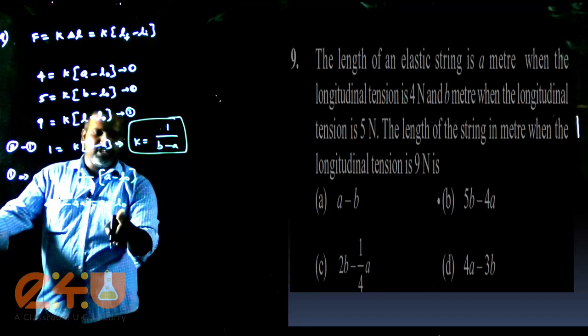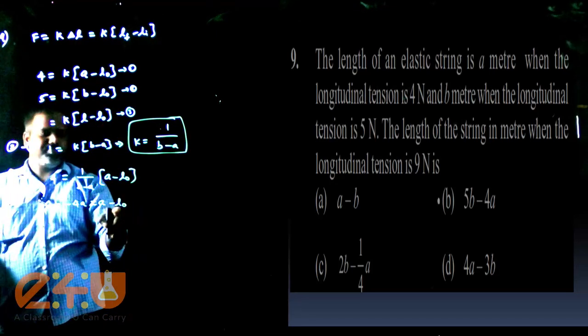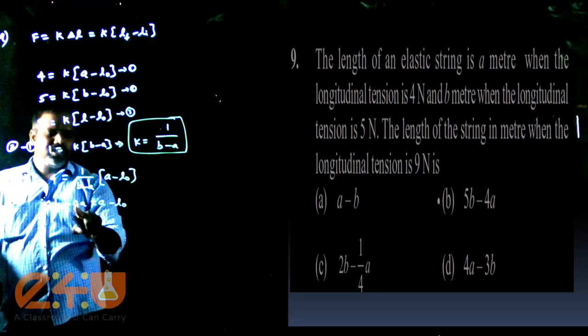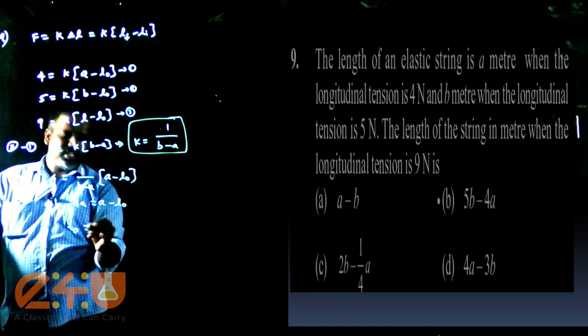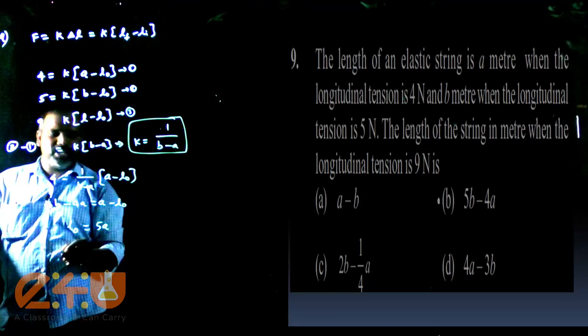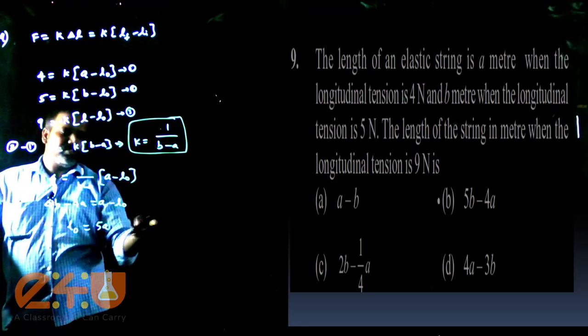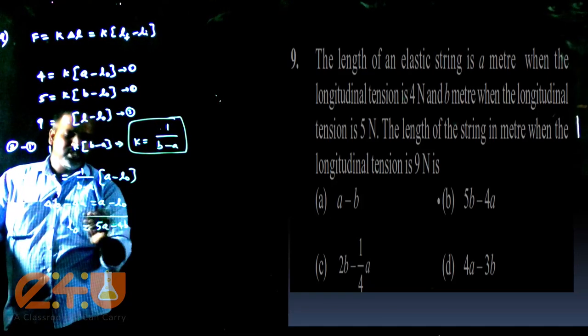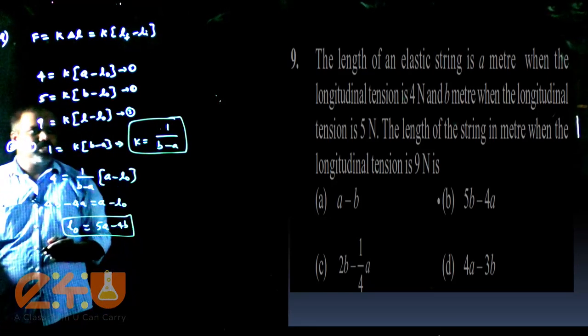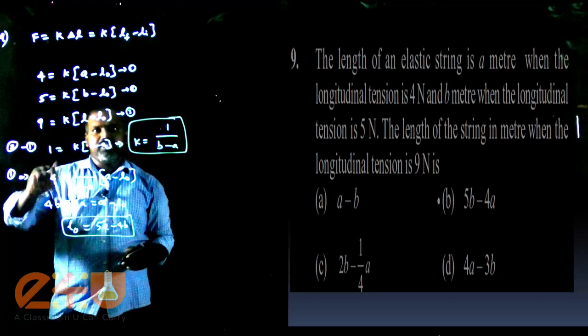From this I want to find L naught. So take this L naught to that side and bring this minus 4A to this side as plus 4A. Therefore I will get L naught is equal to 5A, and this plus 4B goes to that side, so it becomes minus 4B. So this is the value of L naught. Take this value and substitute in equation number 3.